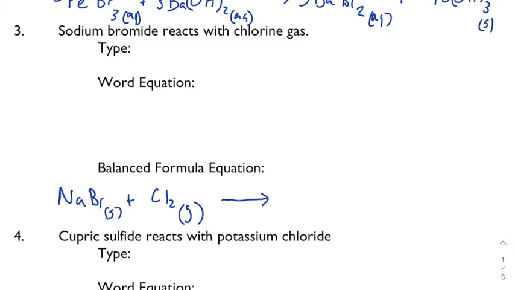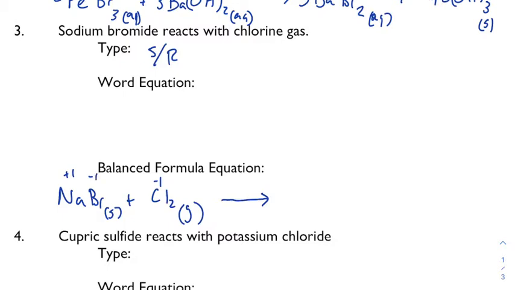Okay, if we look at this, what type of reaction do we have? We have a compound with a single element. So this is making me think that this is a single replacement. Okay? Now, my single element is chlorine gas, which has a -1 charge.